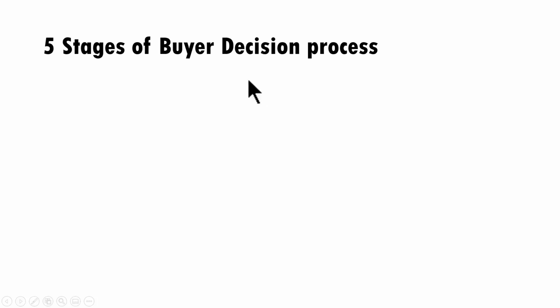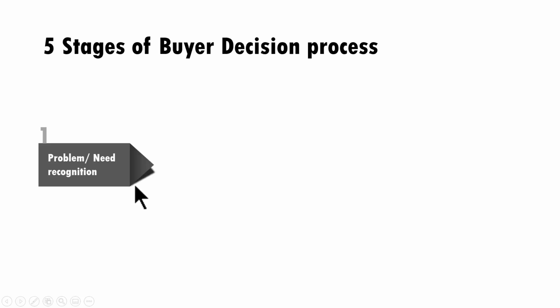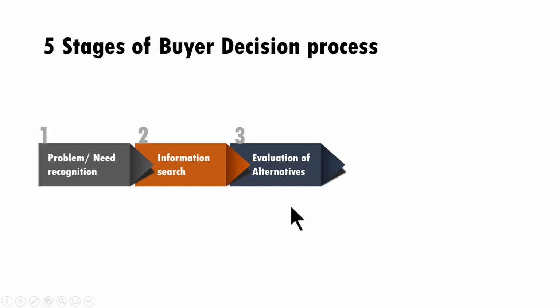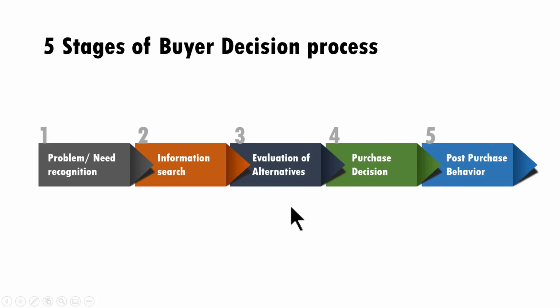Now to present this, when I go to the slideshow mode, all that the audience sees is the title of the slide, which says 5 stages of buyer decision process. Then on a click, we show the name of the first stage, provide the explanation, then show the second stage, provide the explanation, the third stage, the fourth stage, and the final stage.